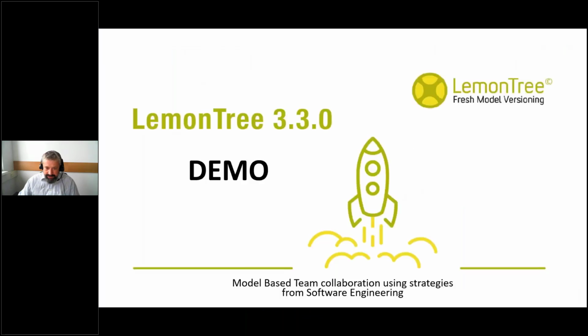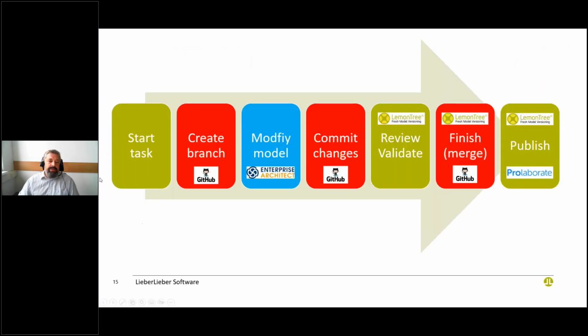Back to the slide deck. So what we did, we started a task based on some task tool, in my case GitHub. We created a branch, we modified the model, we did commit changes. We did this twice because in the second step we defined which parts of the model shall be published later on. Then we did a review.